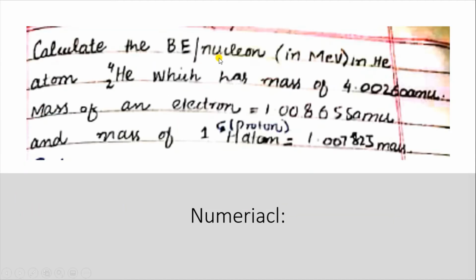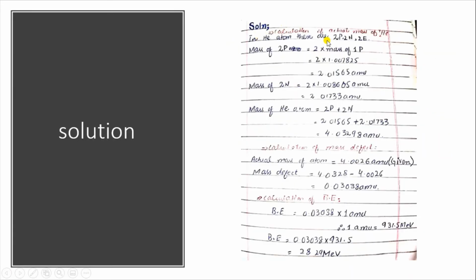So there is a numerical. Calculate the binding energy per nucleon in mega electron volt in the atom helium, which has a mass of 4.0026 AMU, with the mass of an electron and the mass of a proton given. So the solution will be in this way. In helium, we know that there are 2 protons, 2 neutrons, and 2 electrons. The mass of 2 protons will be found in this way, and likewise the mass of the neutrons, and we will multiply and subtract for helium.